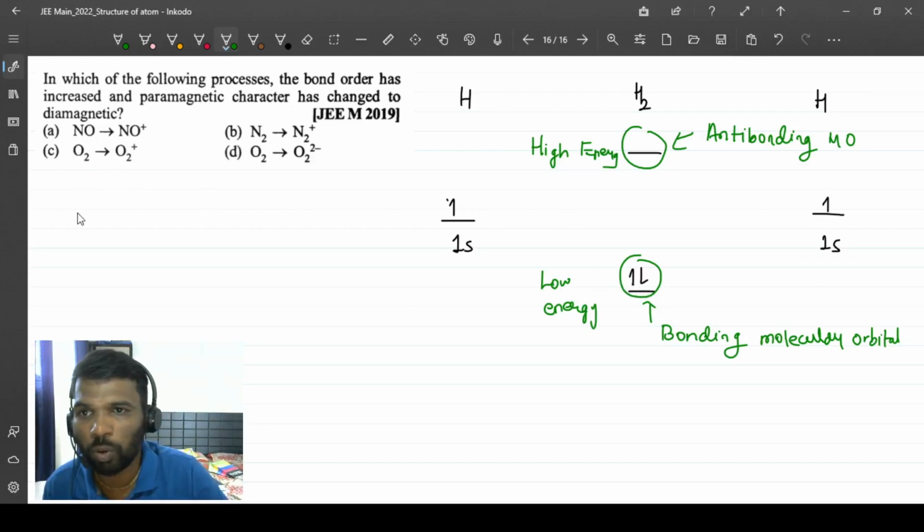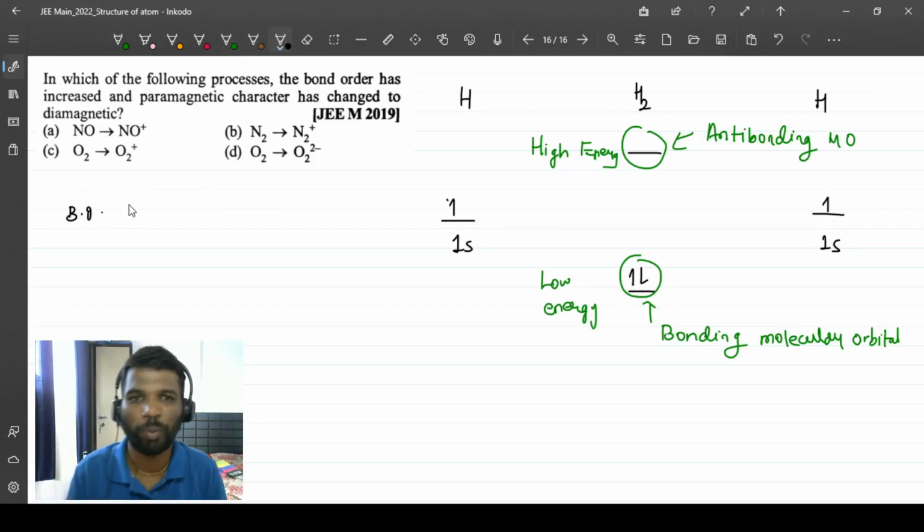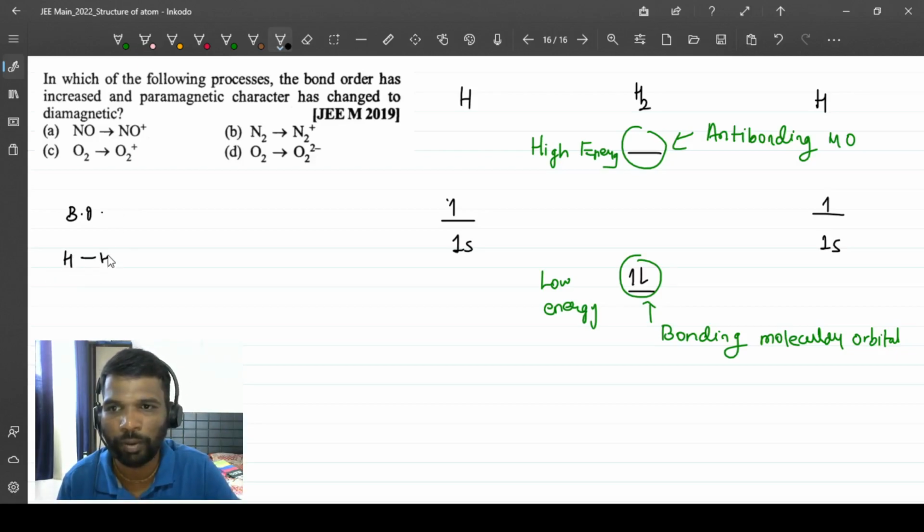So there is something called bond order. Bond order tells about how many bonds connect the atoms. For example, hydrogen is connected to hydrogen by a single bond, so the bond order is one. Oxygen is connected to oxygen by a double bond, which means the bond order is two. Nitrogen connected to nitrogen has a bond order of three. So this is what bond order actually is.